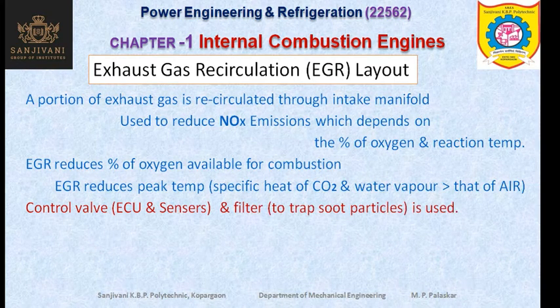Then the control valve and the filter are used. A control valve will control the amount, or the percentage, of exhaust gas recirculated. All the exhaust gas is not recirculated, only a small part, and how much part of the exhaust gas should be recirculated is controlled by the control valve. The filter is also used so as to remove the unwanted particles and trap the soot particles.